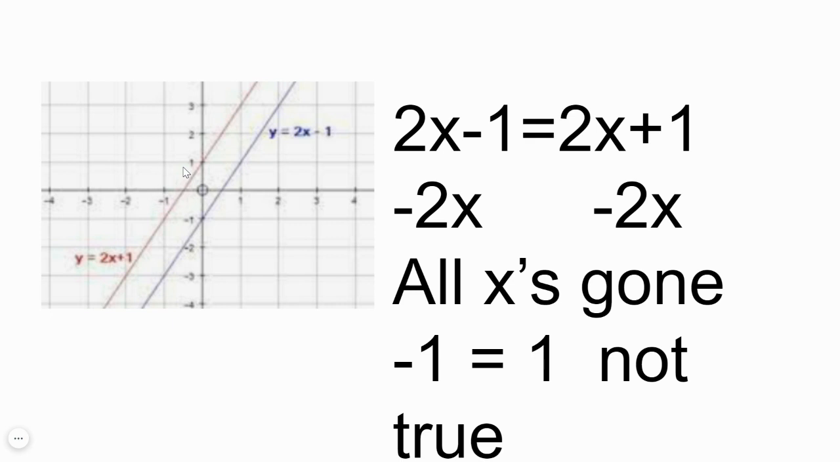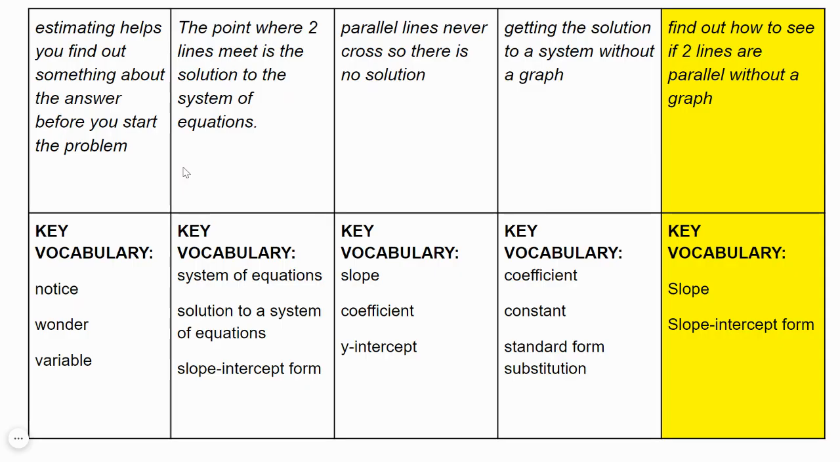When the variables cancel out, that's an indicator that you had the same slope, meaning that the lines are parallel and there's no answer, right? You can't solve for x, there's no solution. So those are the 5 key ideas.